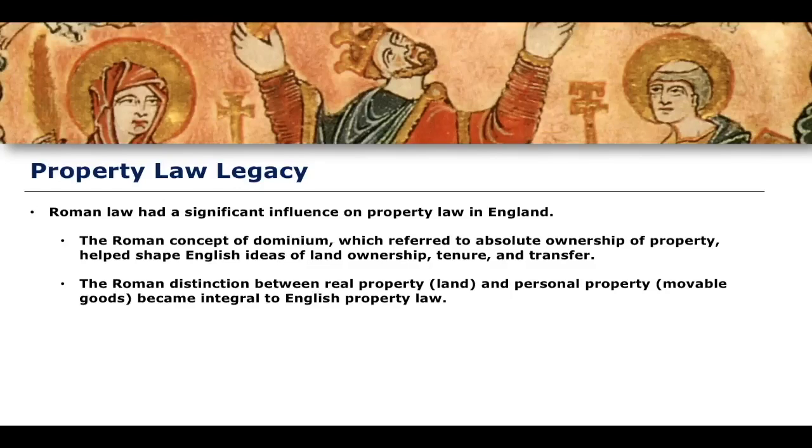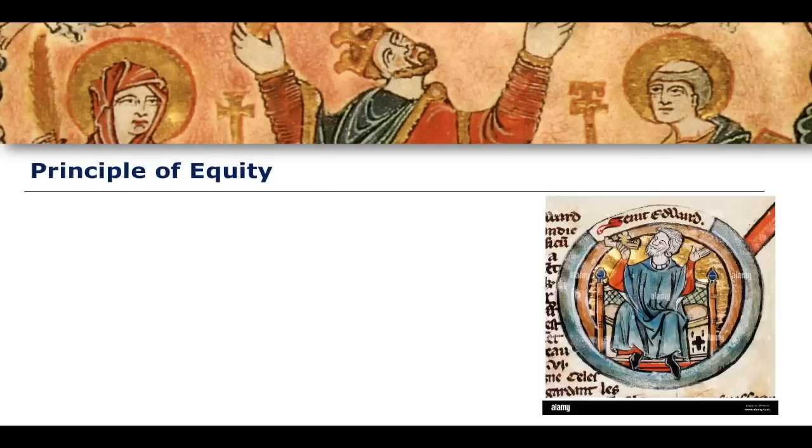In addition to this, we see the Roman distinction between real property, i.e. realty and land, and personal property, i.e. movable goods, becoming an integral part of English property law. For those of you who haven't studied our lessons on land law, you'll notice that this is a similarity that we can see between these different principles as well.